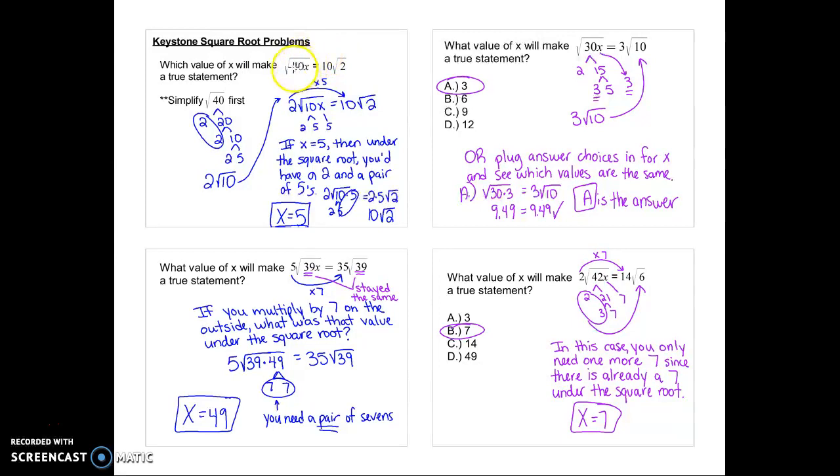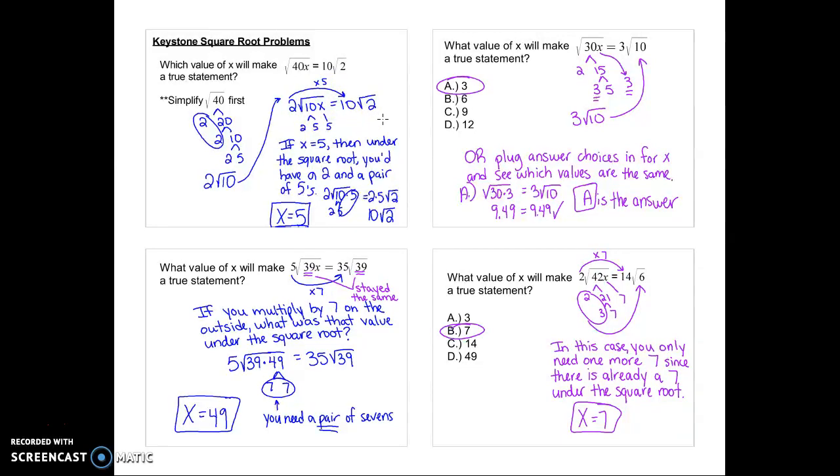To start these out, you want to simplify what you were given. So this square root of 40, we need to simplify first using our factor tree. So 2 times 20, 2 times 10, 2 times 5. Do your pairings just like normal. So these pairs of 2 turn into a single 2, and then you're left with this 2 times 5 afterwards, because those don't pair up, which turn back into a 10 inside of your square root. So really, what we have right now is 2 times the square root of 10. So we need to figure out what value for x is going to turn that into 10 times the square root of 2.